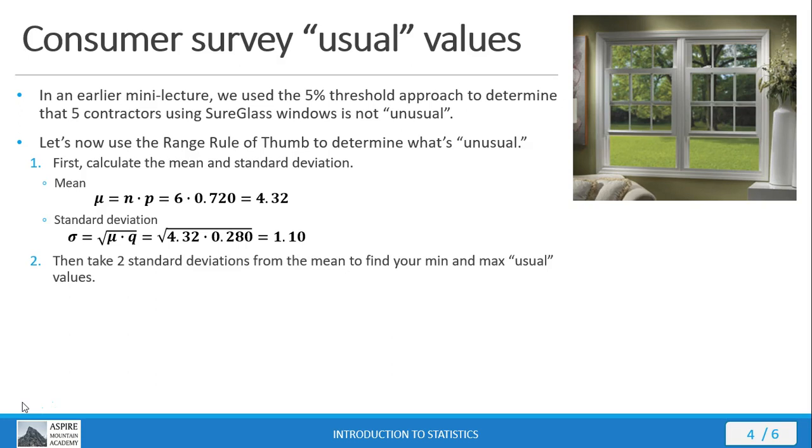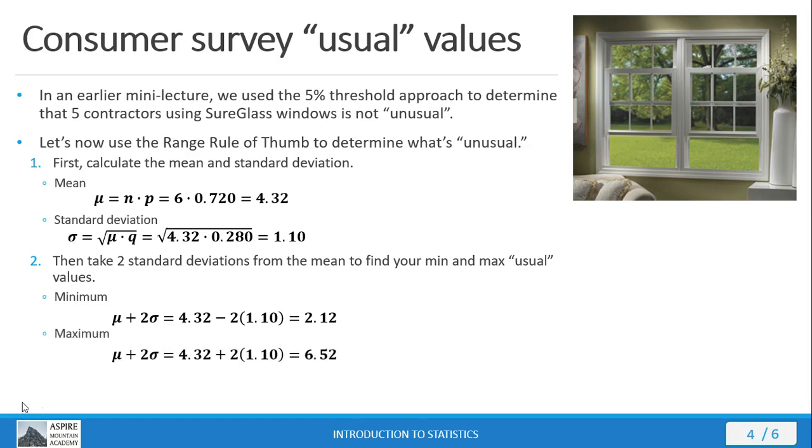So we take 2 standard deviations from the mean to find those values. So the minimum usual value is going to be given by 2 standard deviations subtracted from the mean. That gives us 2.12. The maximum is going to be adding 2 standard deviations to the mean. That gives us 6.52. Then we look at where's 5 in that range. 5 is actually inside that range of what we would consider usual values, and so 5 contractors is not unusual.